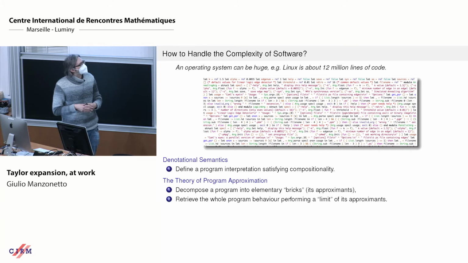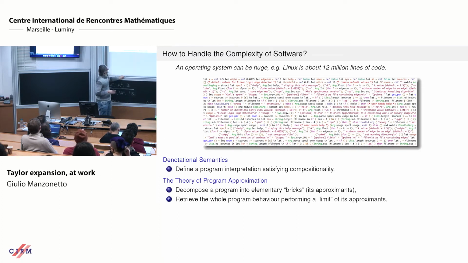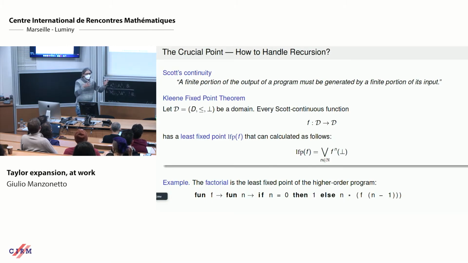And another way to do that is to use program approximation. So the idea is that you slice your program into elementary bricks that are called finite approximants. And then you retrieve the behavior of the whole program by performing some kind of limit of its approximants. And the crucial point is how to handle recursion, because recursion is the operation that introduces non-termination in a program.